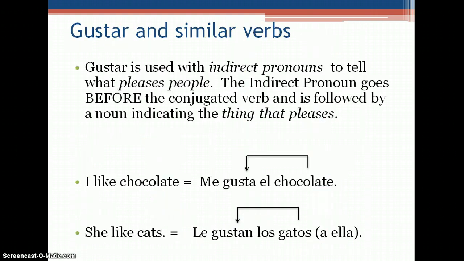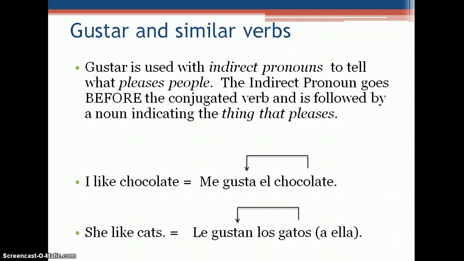We are going to move on to gustar and similar verbs. Why are we taking the time? Because gustar is a little bit different. We always say it means I like, he likes, but truly it doesn't mean that. We use gustar with indirect pronouns to tell what pleases people. So that indirect pronoun goes before the conjugated verb and is followed then by a noun that is indicating the thing that pleases the person or people. So if I want to say in Spanish, I like chocolate, me gusta el chocolate, which would literally be translated as chocolate is pleasing to me.